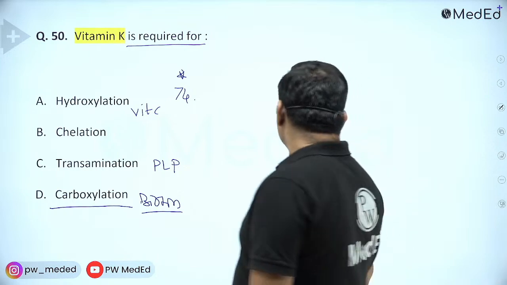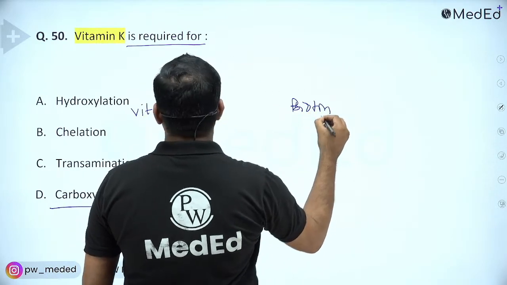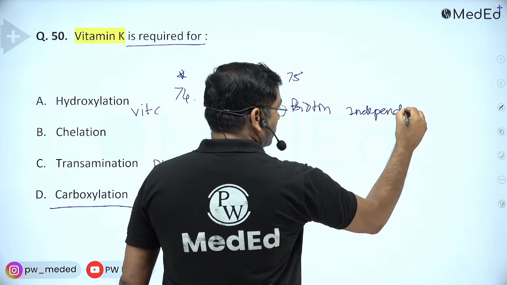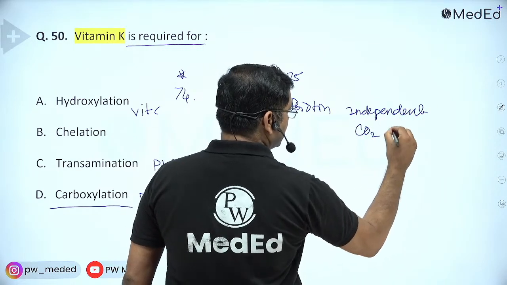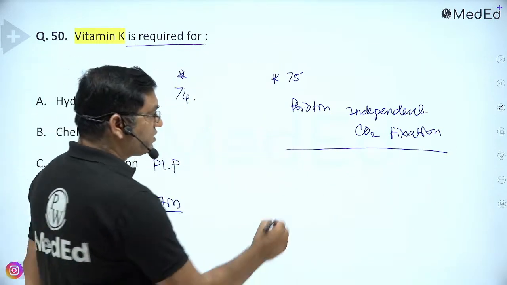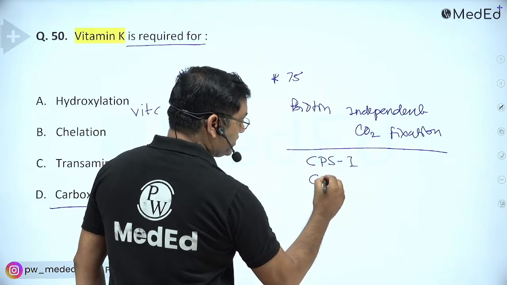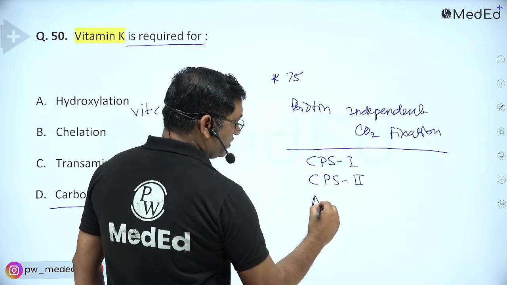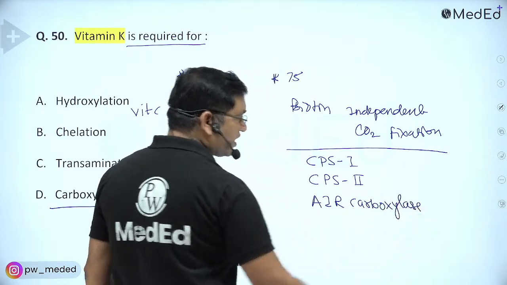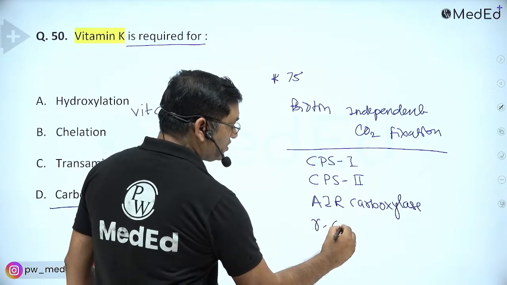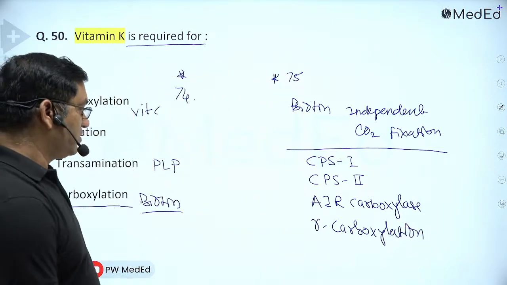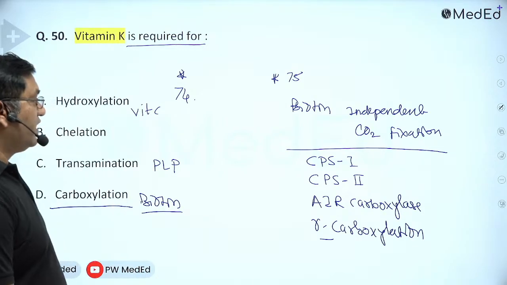Which four reactions? 75. Biotin independent carboxylation, CO2 fixation. The biotin independent carboxylation reactions are: the first is CPS1, the urea cycle; CPS2, pyrimidine nucleotide synthesis; then AIR carboxylase, purine nucleotide synthesis; and the fourth is gamma carboxylation. These are the biotin independent carboxylation reactions. So what is needed for gamma carboxylation? Vitamin K. Okay.